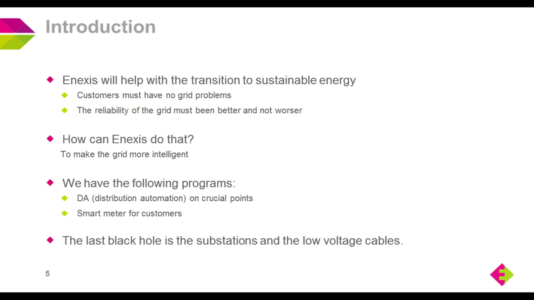And we know that in the next years the capacity of electricity will grow to two or three times. How can Enexis do that? One of the things is not only more cable works, but also making the grid more intelligent. Therefore we have started some programs: distribution automation on crucial points and a smart meter for customers. And the last black hole is the substations and the low voltage cables.